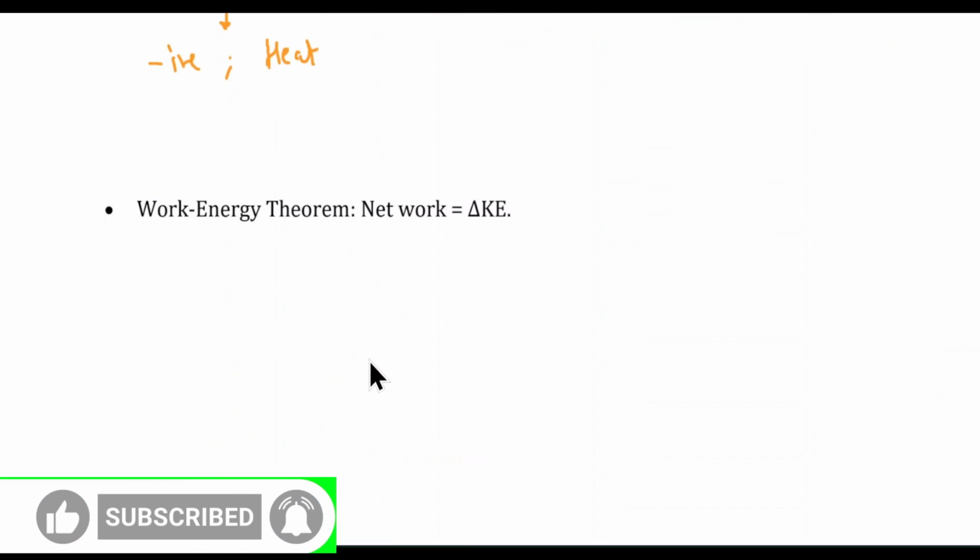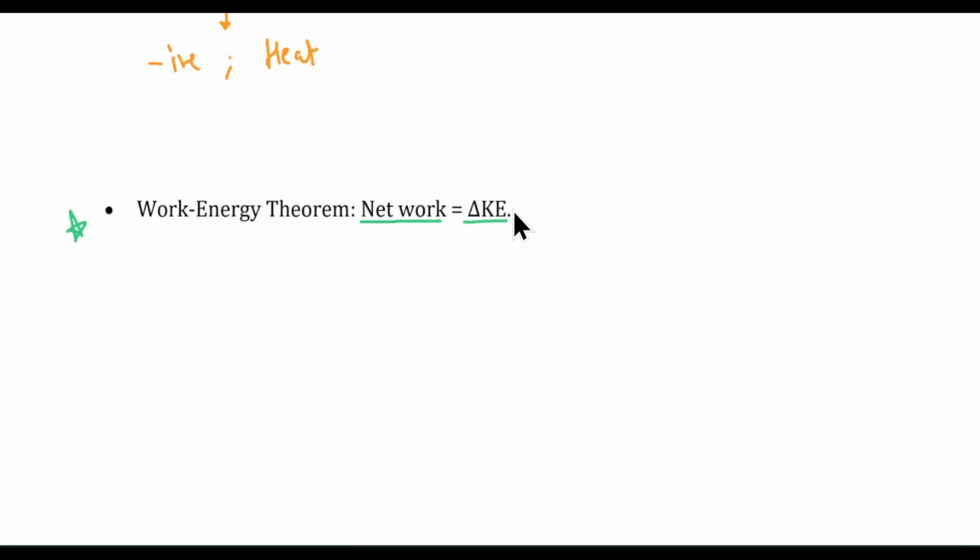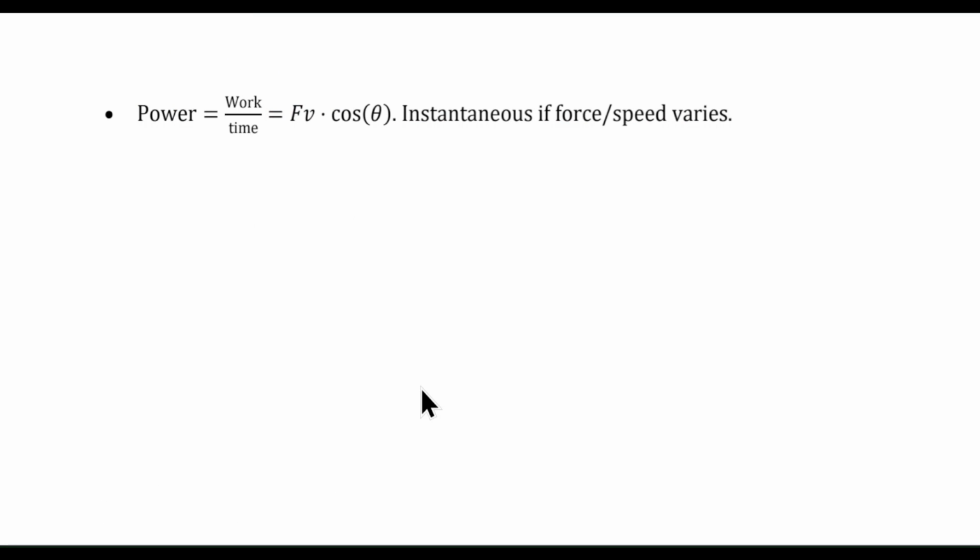Work-energy theorem, really important, guys. The net work done by all the forces acting on a particular system is basically equal to the change in kinetic energy. The last thing is power. The power is work over time, or F V cos theta. What is F? Force. What is V? Velocity. And theta is the angle between the velocity and the force. These will give the average if these things are constant, but it will give you the instantaneous value if these things vary. Then at any particular instant, it will give those values at that instant.